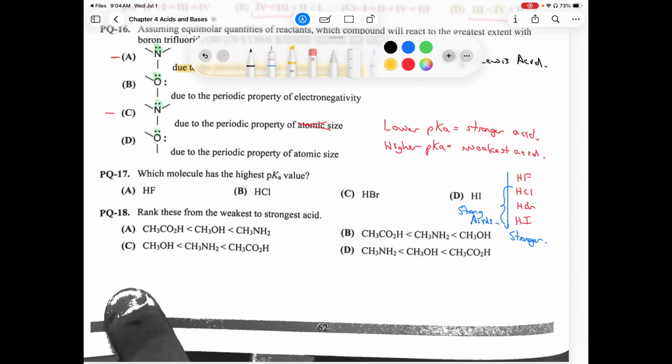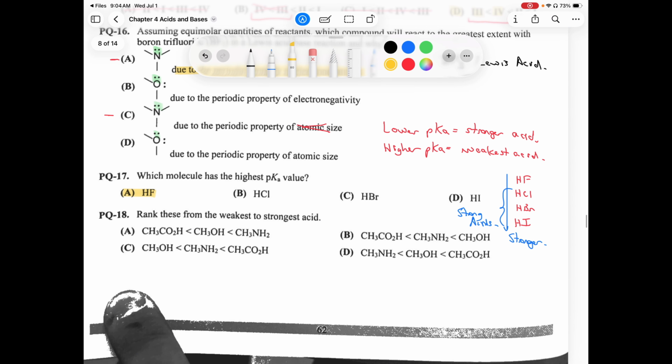It's actually a weak acid. And so it's going to be the answer. So I recommend that you memorize that. The HF is not a strong acid. It's a dangerous acid, that's for sure, but it's not a strong acid.